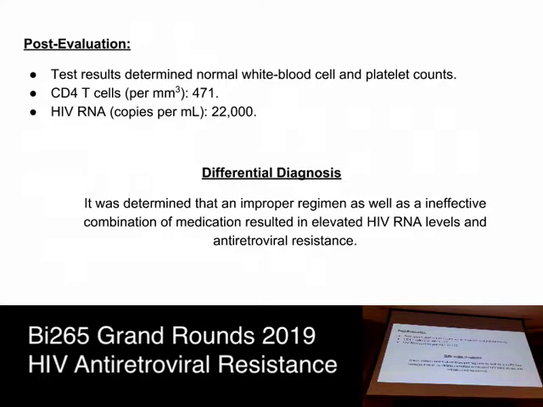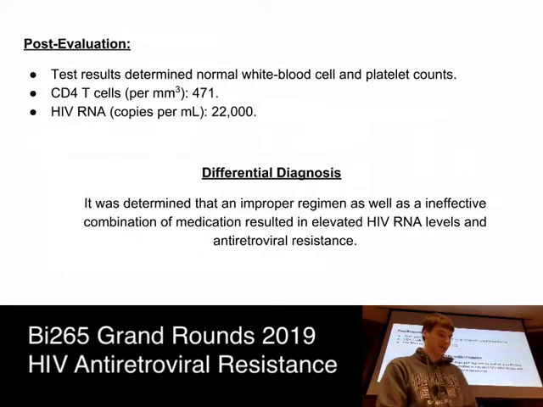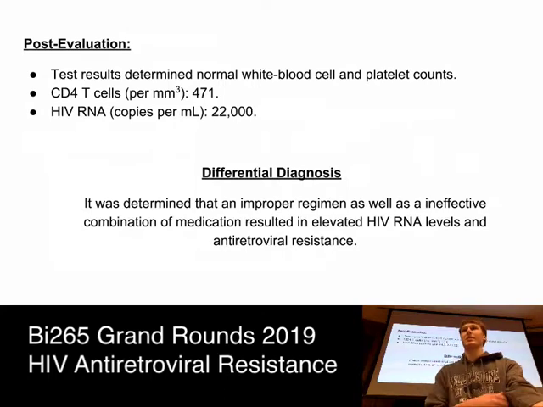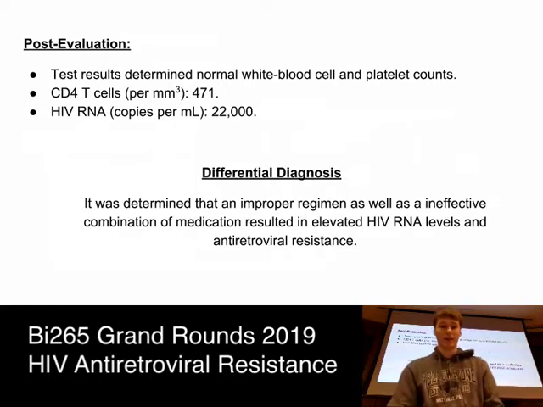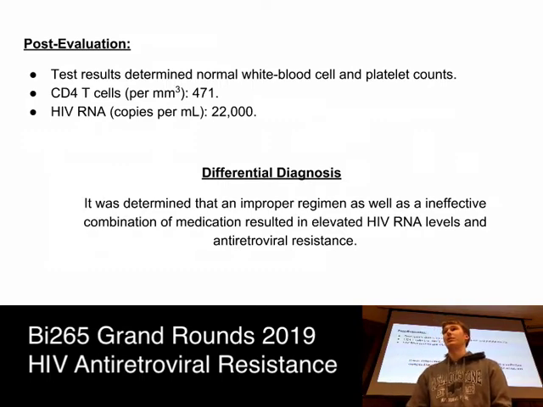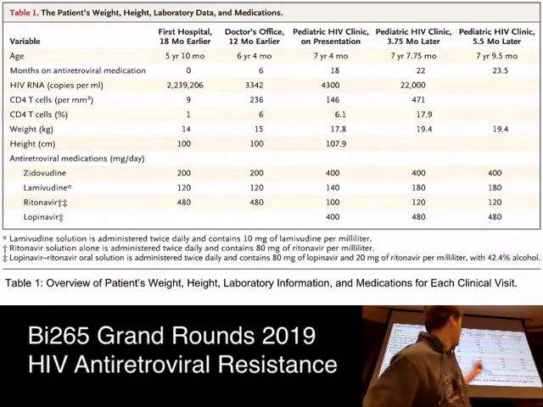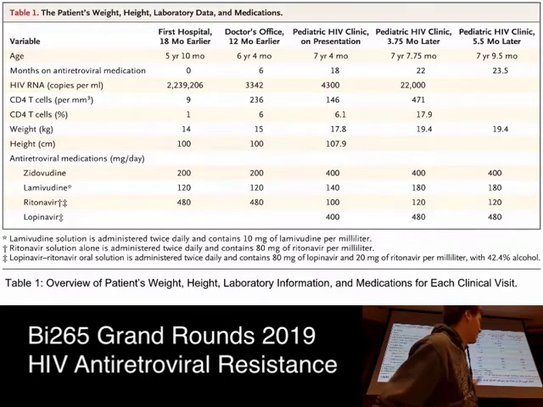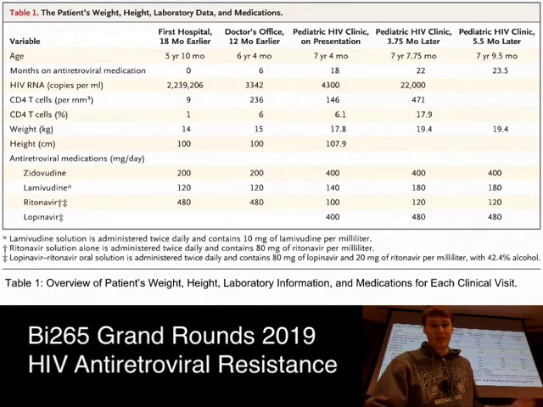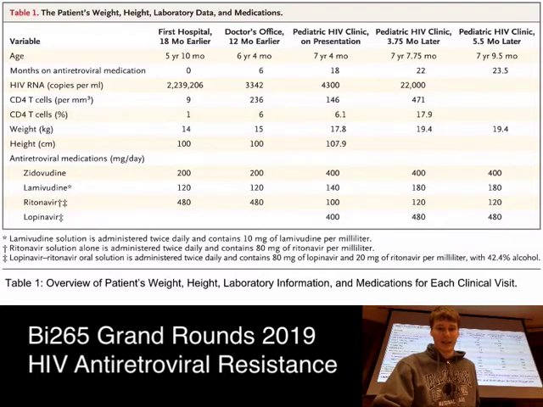All right. So now that we have the history of the case, I'm going to go into a little bit more detail about the things that went wrong in the handling of this case, and then what was done to correct that later on. This is just a table detailing the patient's height, weight, and medications.